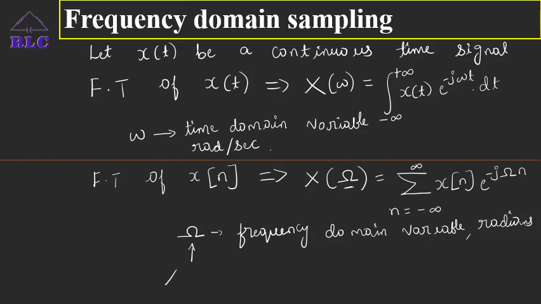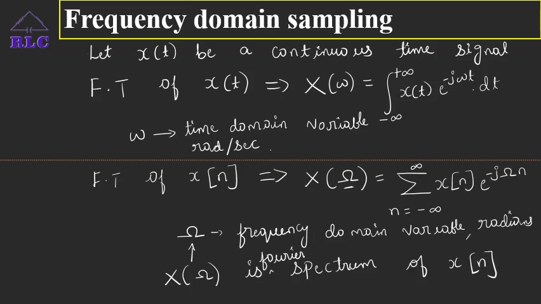X of omega is called as spectrum. What spectrum? It is the Fourier spectrum of x of n, discrete signal x of n.